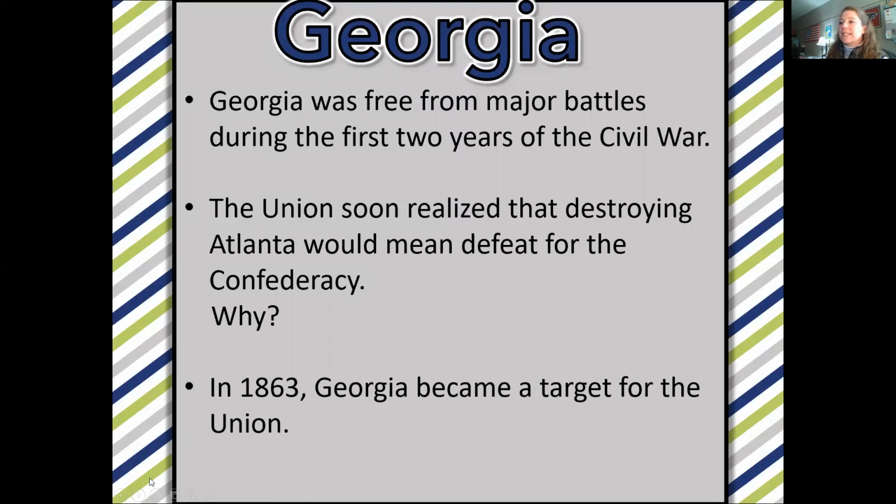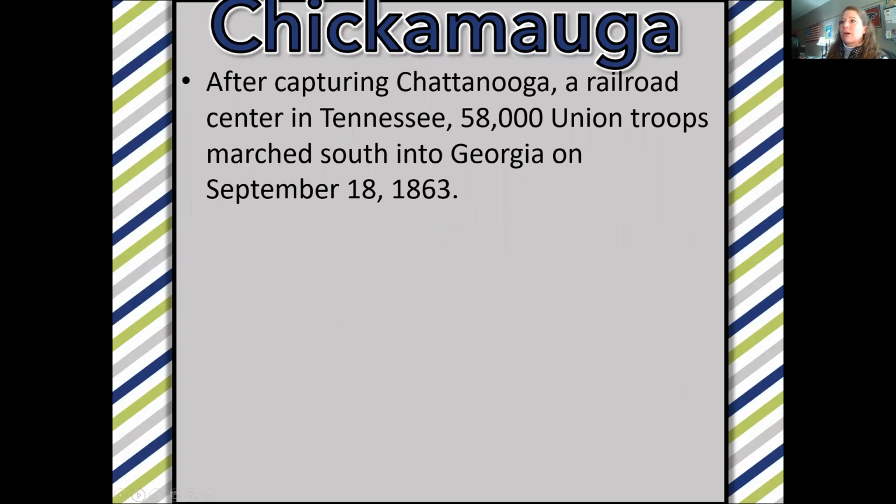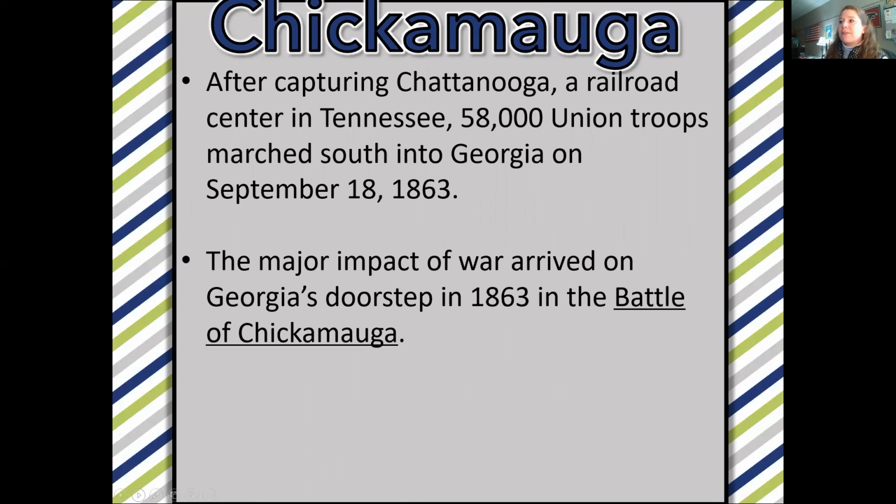In 1863, Georgia became a target for the Union. So, the Battle of Chickamauga. After capturing Chattanooga, a railroad center in Tennessee, 58,000 Union troops marched south from Tennessee into Georgia on September 18, 1863. The major impact of war arrived on Georgia's doorstep in 1863 in the Battle of Chickamauga.